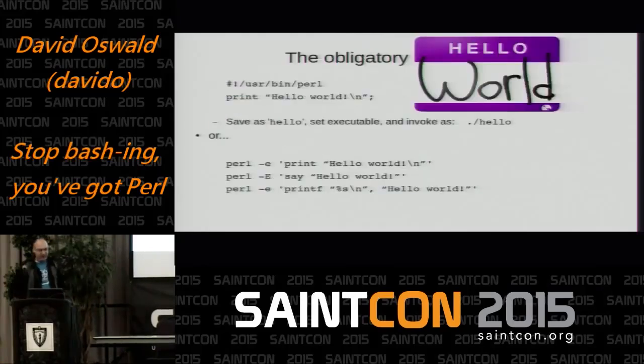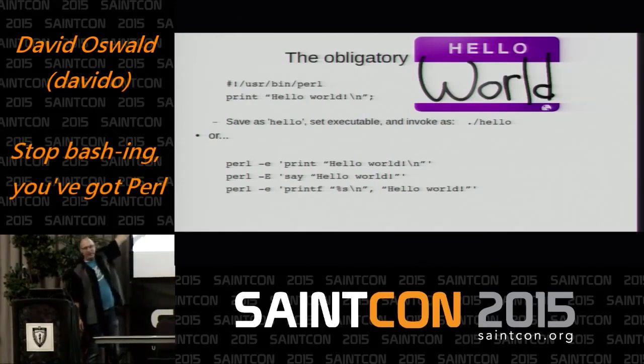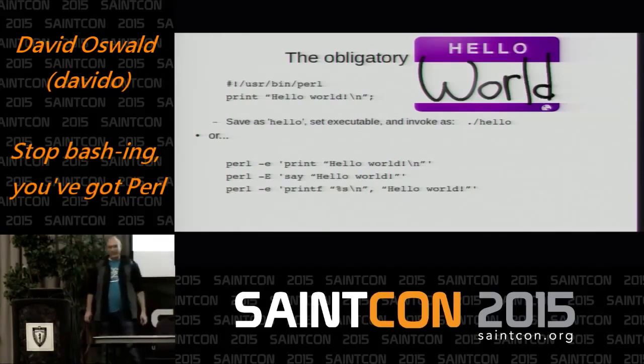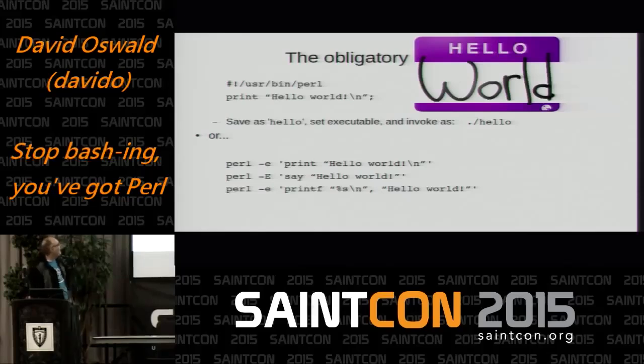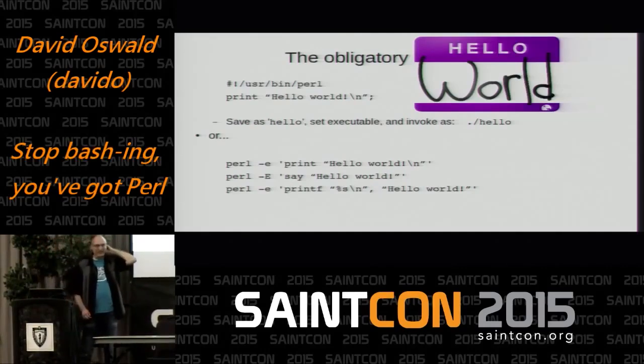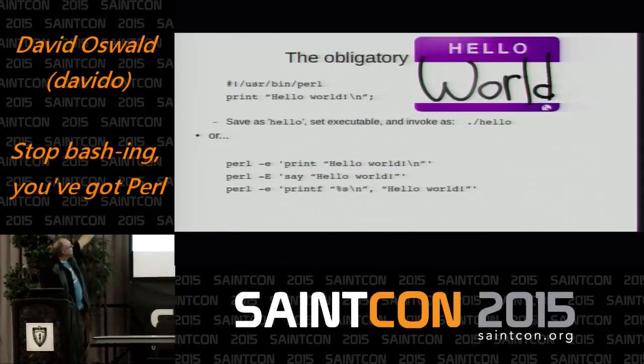So what does an obligatory hello world look like? It's going to start off with /usr/bin/perl or /usr/bin/env perl, whichever shebang line you like to use, and then print "Hello world\n". This isn't Pascal, you have to put the \n. And that's it. You save that, set that as executable, and invoke it as ./hello, and you've written your first program. Anybody want to try that? Is anybody able to do that? Make it actually work? So in Perl, statements end with a semicolon. It is case sensitive, so print needs to be lowercase.